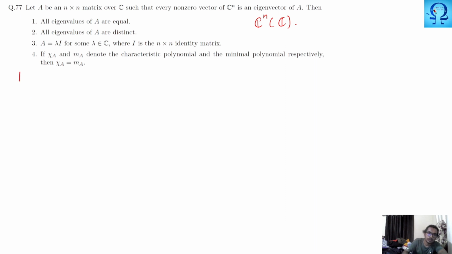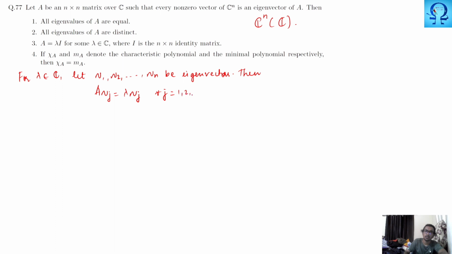So for lambda in C, let v1, v2, etc. till vn be eigenvectors. Then what happens? Then A Vj equals lambda Vj for j running from 1 to n. So this may be written as A Vj minus lambda Vj equals 0. This is nothing but (A minus lambda I) times Vj equals 0 for j running from 1 to n. The same story is there. Now, the set v1, v2, etc. vn becomes a basis of Cn over C since they are eigenvectors.